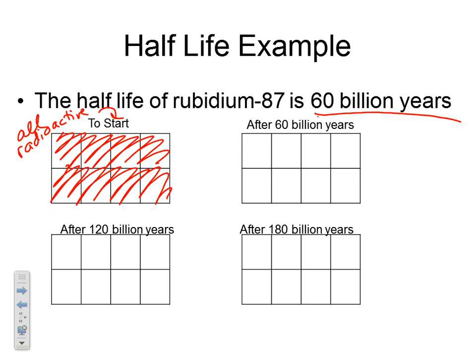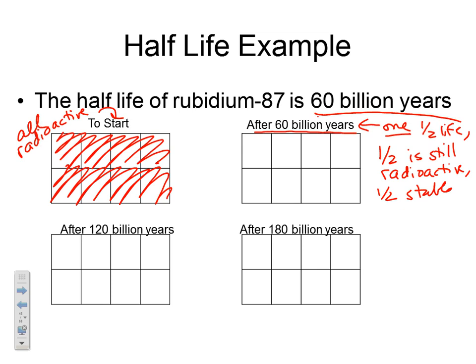But after 60 billion years, well, this is one half-life. So half is still radioactive, but half of it isn't. Half of it has become stable. So now we're only going to shade in half of it. We're not going to shade in the entire thing, to indicate that now only half of it is radioactive. The other half has become stable because we've let it sit for one half-life.